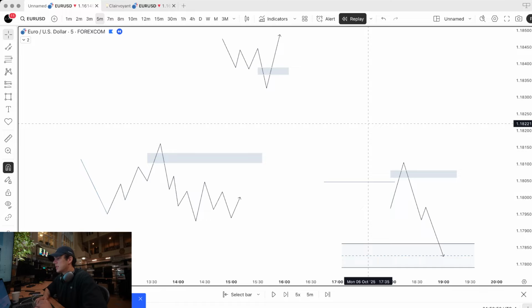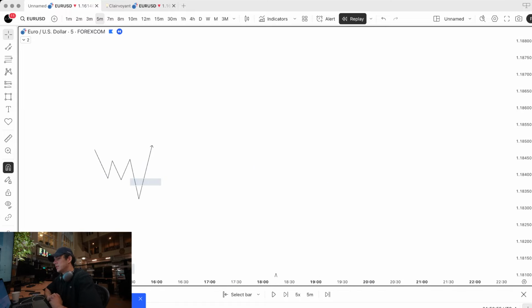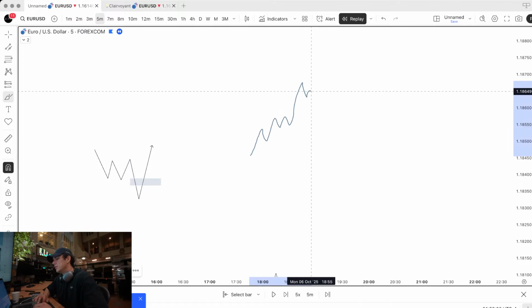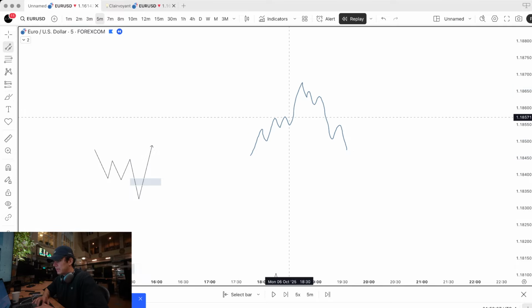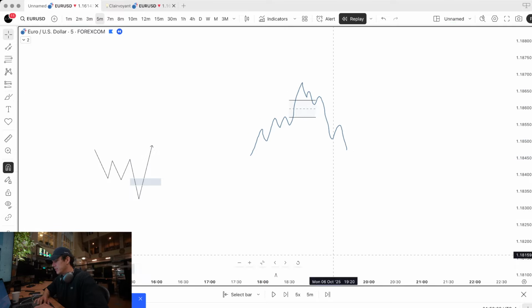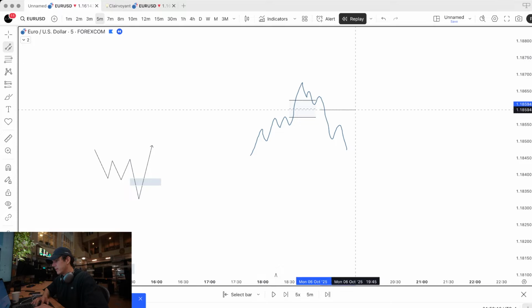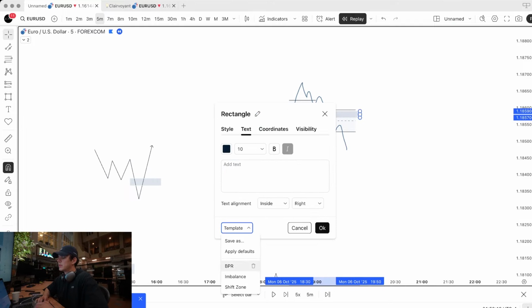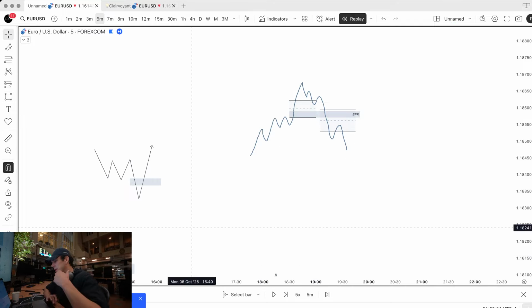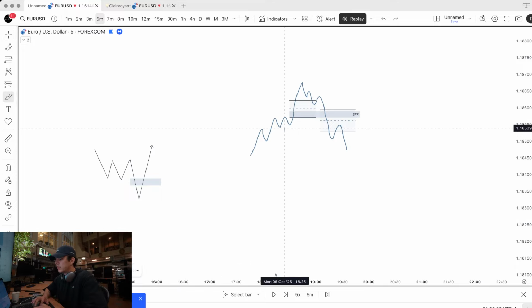So overall, let's first begin with the underlying concept of what is a BPR, right? It's when we have an up move followed by a down move, and in that move upwards we have an imbalance, and in that move downwards we have an imbalance as well, and then the overlap between these two becomes your BPR, right? So the theory suggests that we have an inefficiency to the upside, and we're all familiar with imbalances.